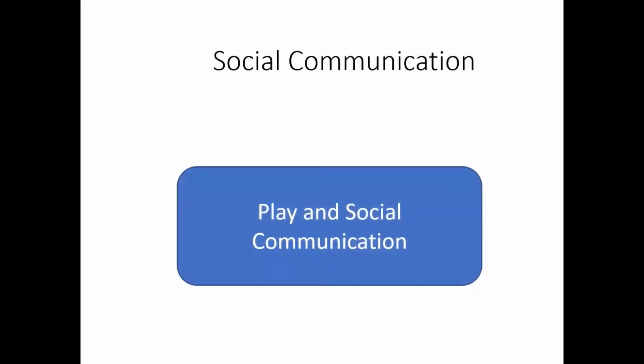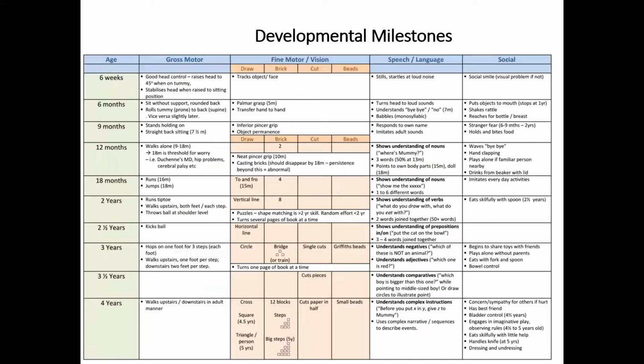So next we'll move into play and social communication. Just some things to consider and some strategies to support play and social communication. First off, we always want to think about the individual's developmental milestones and where that child is at. These are the typically developing milestones that a child will move through in the first few years of their life. At each of these stages, there are different gross motor milestones, fine motor, vision milestones, speech language communication milestones, and then the social play milestones as well.